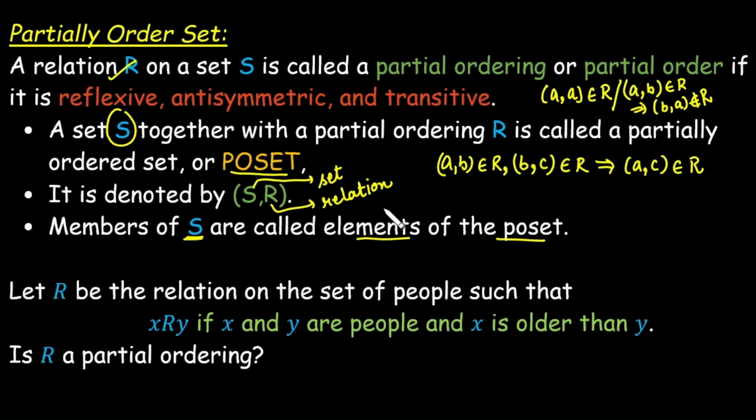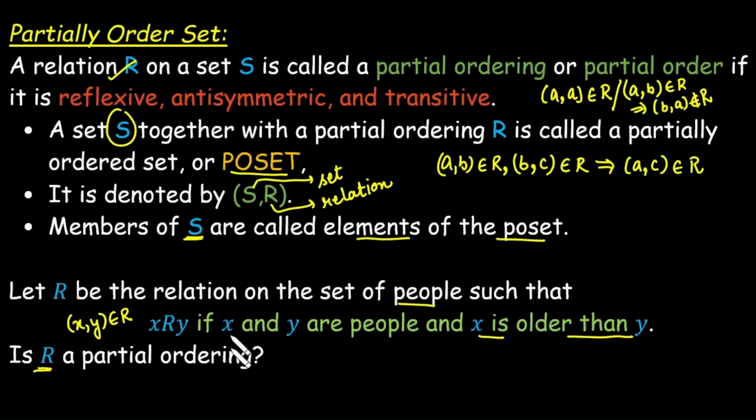Let's understand this partially ordered set with the help of an example. Suppose we have a relation on the set of people. We are saying that X is related to Y, meaning the ordered pair (X, Y) is a part of the relation, if and only if X and Y are people and X is older than Y. Is this relation R a partial ordering or not?